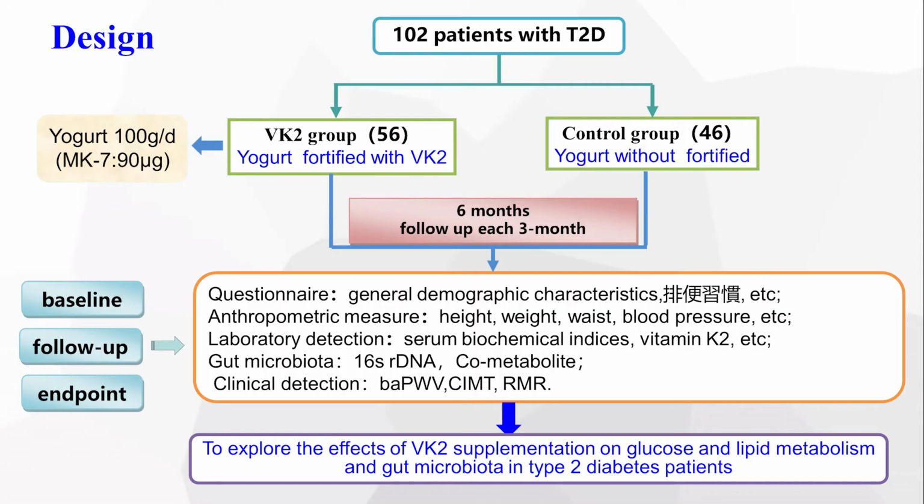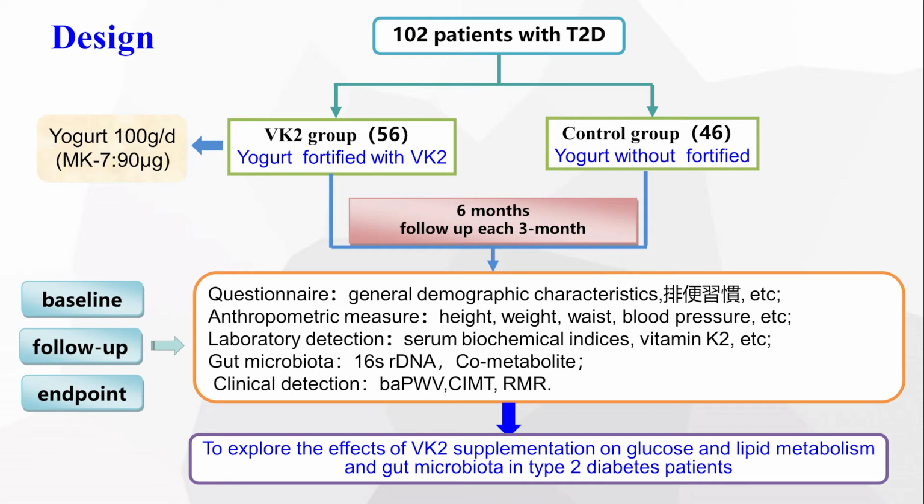Based on the study background and assumptions listed here, we designed a randomized control trial. 102 diabetic patients were included and randomly divided into the vitamin K2 group and control group. The vitamin K2 group consumed 1 cup of 100-gram vitamin K2 fortified yogurt containing 60 micrograms of MK7 per day, while the control group consumed 1 cup of 100-gram non-vitamin K2 fortified yogurt per day. The intervention was carried out for 6 months with follow-ups every 3 months.